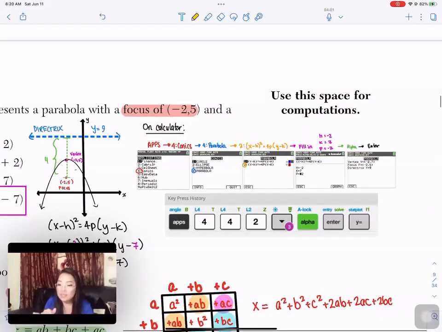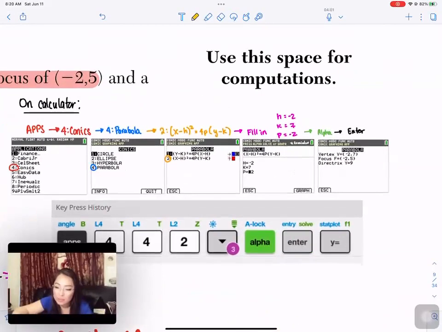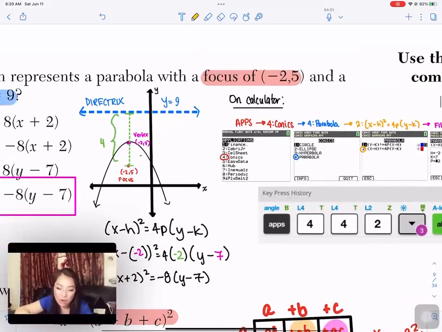But a good question that might surface is how do you know that your (h, k) is (-2, 7), and your p is -2? And that's why that drawing that I did earlier in the beginning helps.